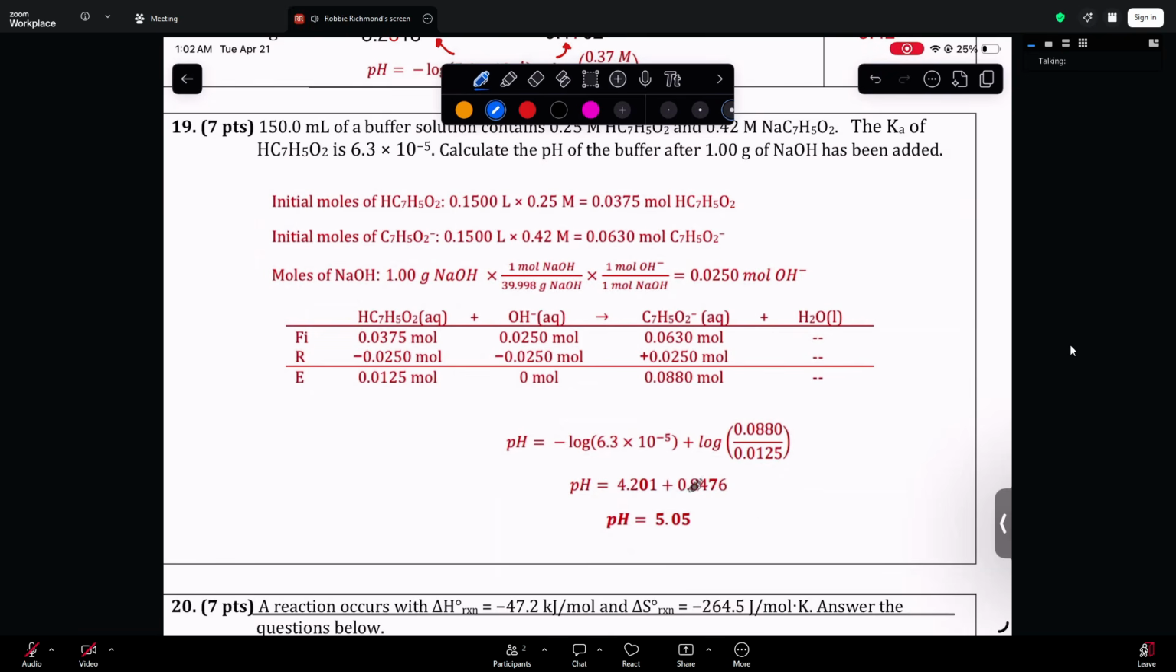Just back to the sig fig rule, round to the last place of significance, and since the last place in this case will be the hundredths, our pH will be rounded to the hundredths. So 4.201 plus 0.8476, that will be roughly 5.05.